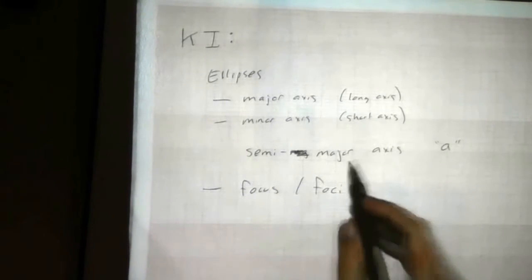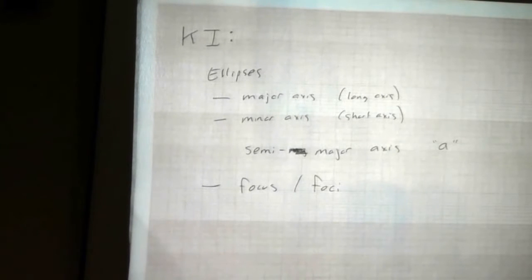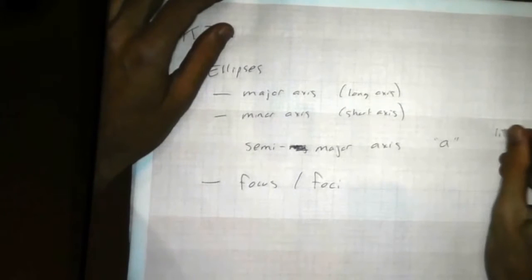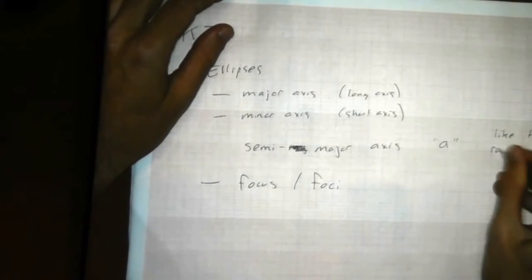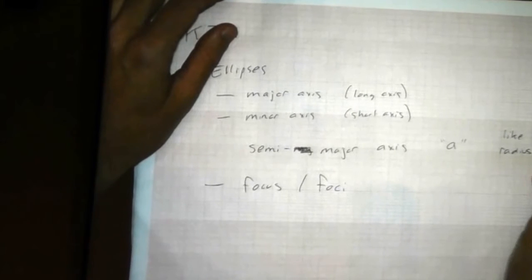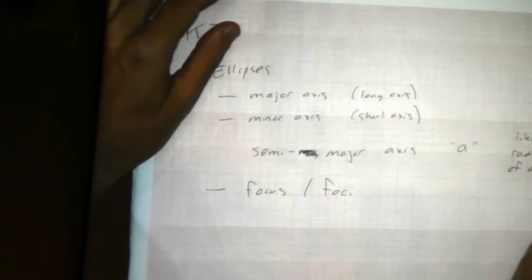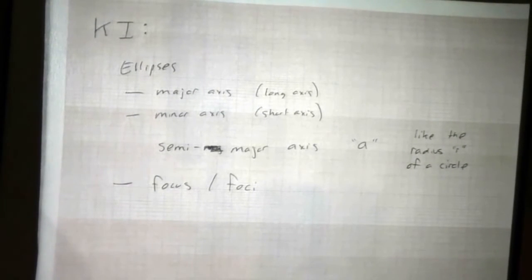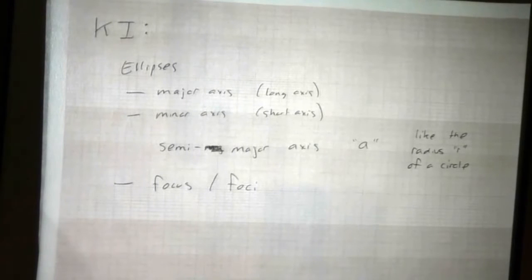Well, the semi-major axis is half of the long axis. If we're talking about the special case of a circle, the semi-major axis is the radius. That's right. So semi-major axis a, it's like the radius R of a circle. So it's analogous. If we're talking about circular orbits and we talk about the distance of the planet from the sun, that's the radius of that circle. Instead, now we're going to be talking about semi-major axes, which is kind of the long radius of the ellipse, if you will.